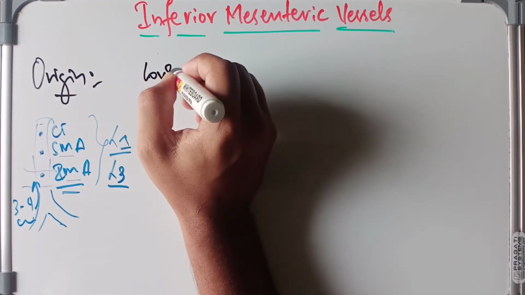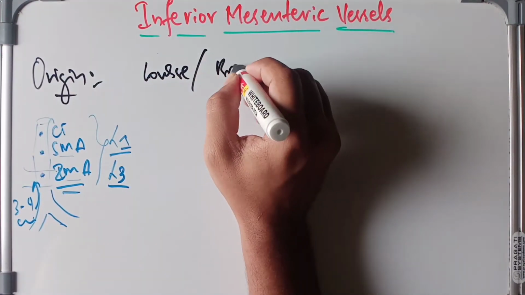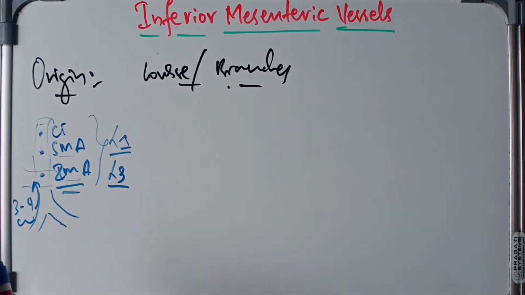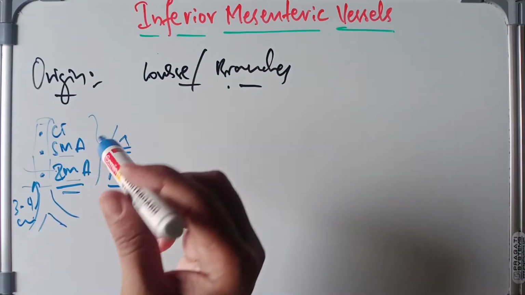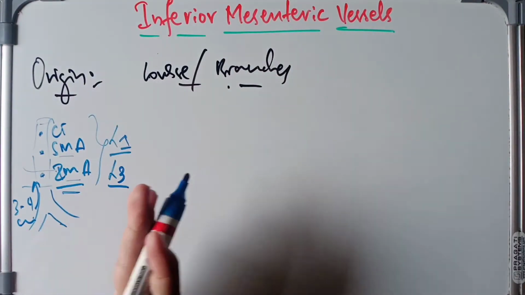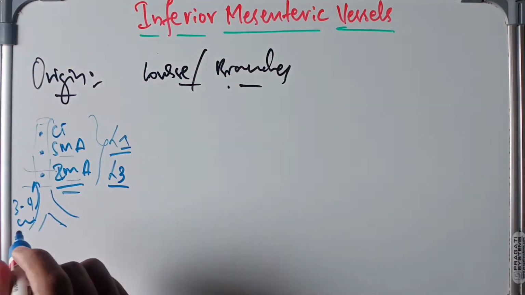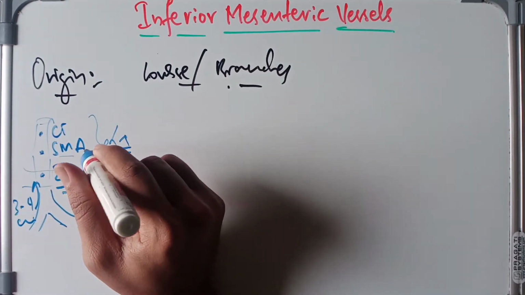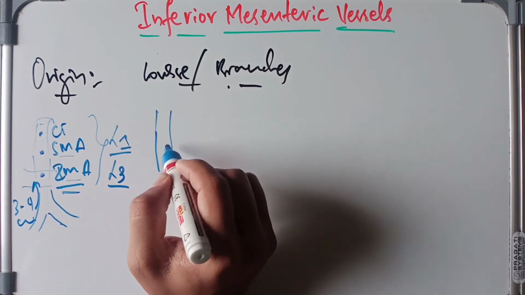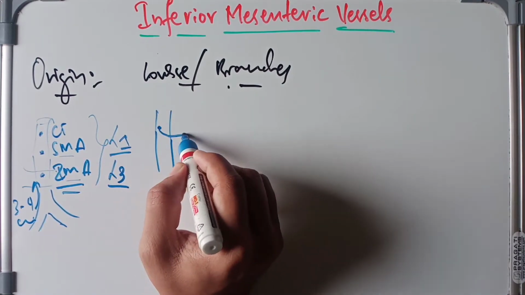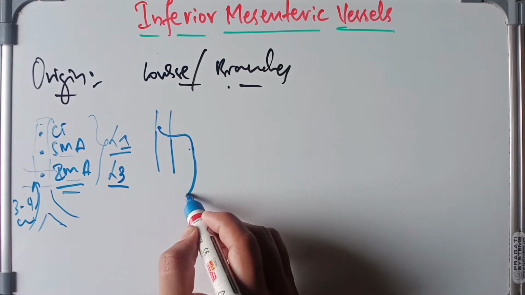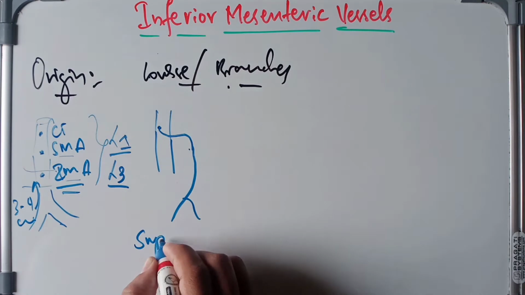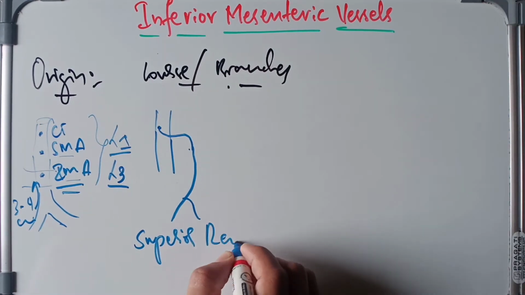So coming to its course and branches. What do we know about the course and branches of the inferior mesenteric artery? After arising from the aorta, it will run downward and also to the left of the peritoneum, and finally it will cross the left common iliac artery, at which point it becomes the superior rectal artery. After arising, it just runs downward and finally ends by becoming the superior rectal artery.